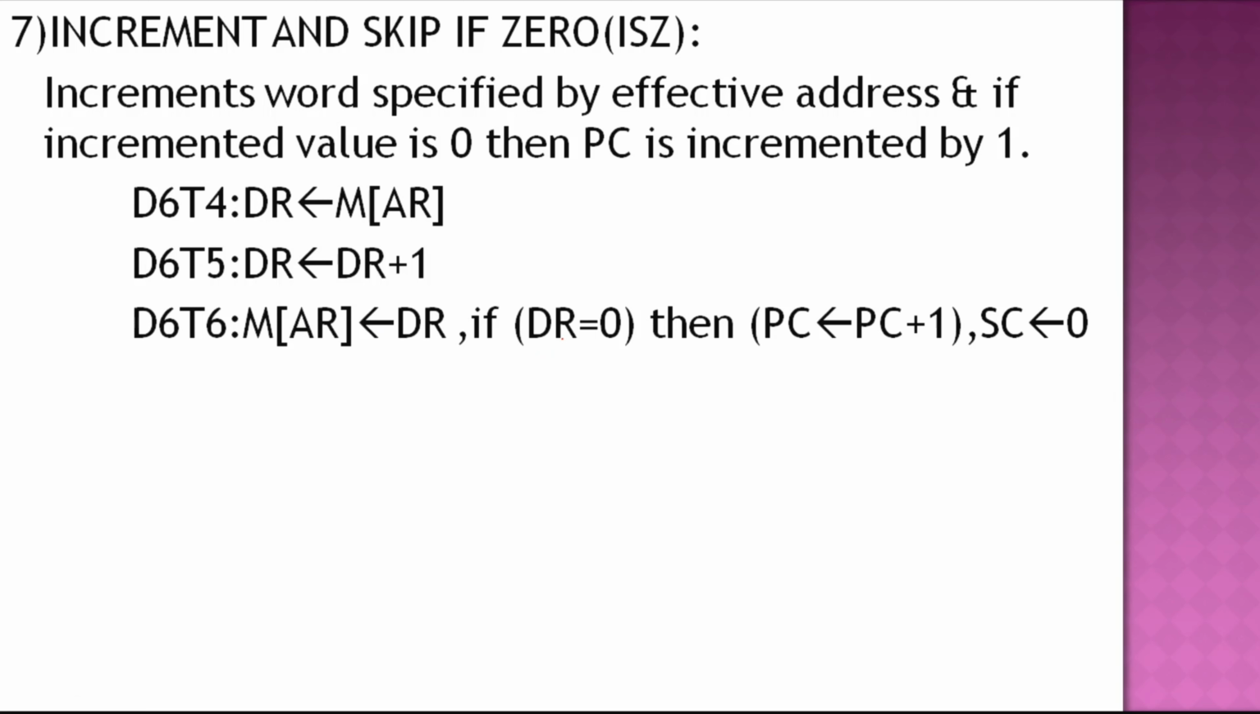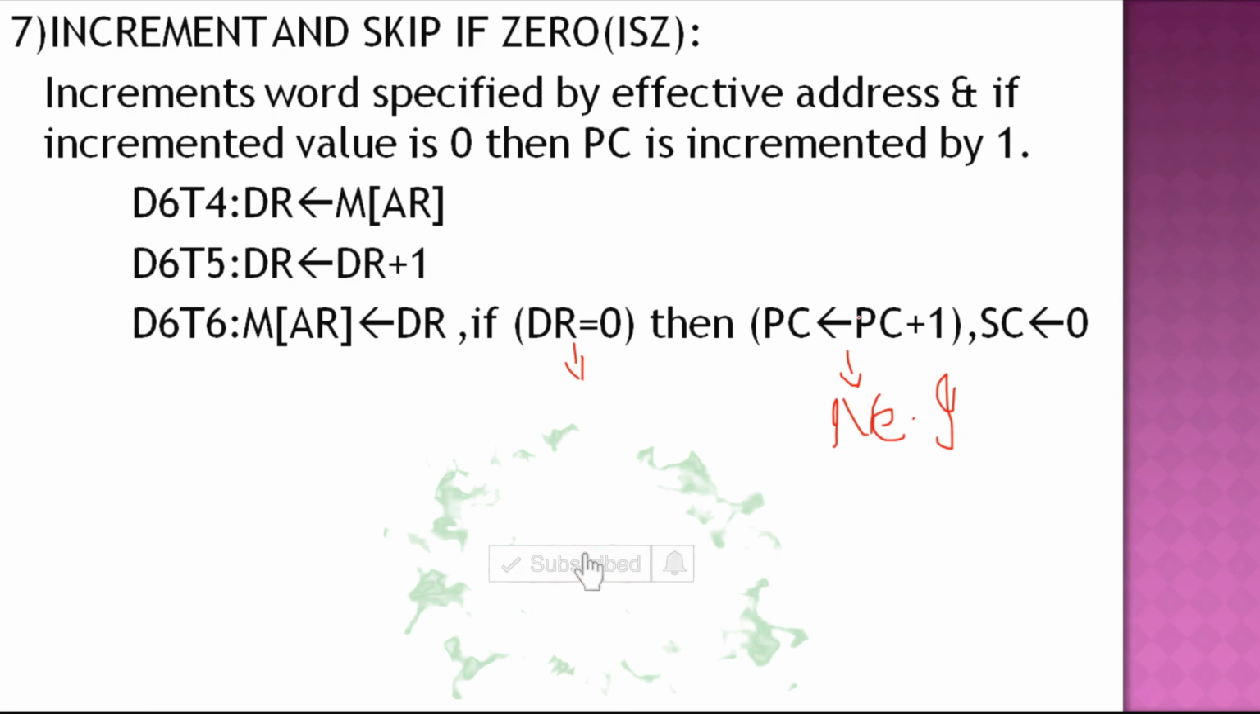So if the data register is equal to 0 when it was incremented by 1, then we will increment the program counter. So the program counter is incremented by 1. That means we are going to the next instruction. Okay, we are going to the next instruction, and again the sequence counter is set to 0. It shows that we are skipping if the data register is 0. So we are skipping to the next instruction. I think you understood it.